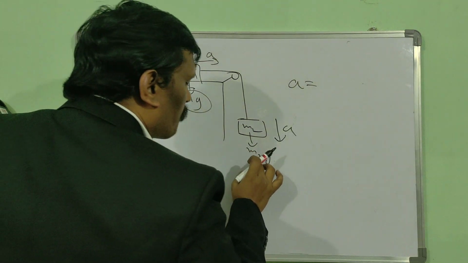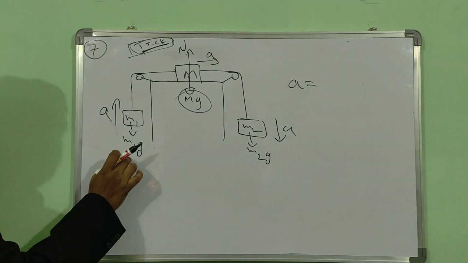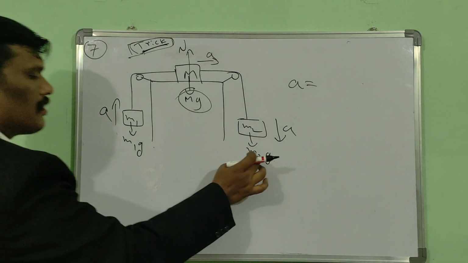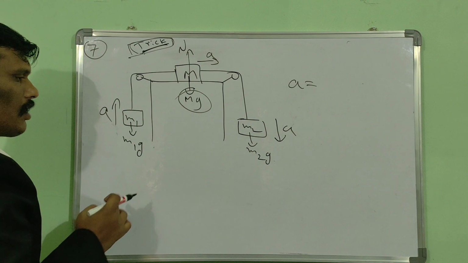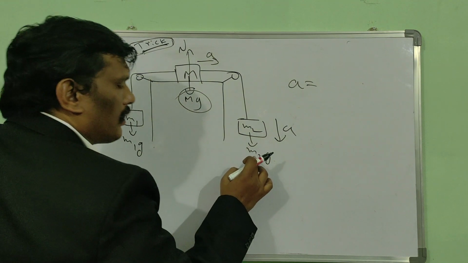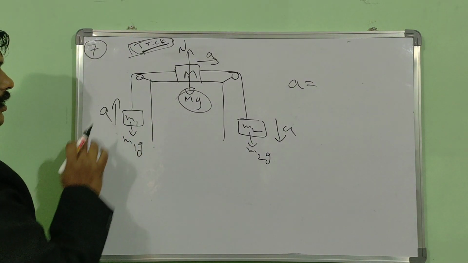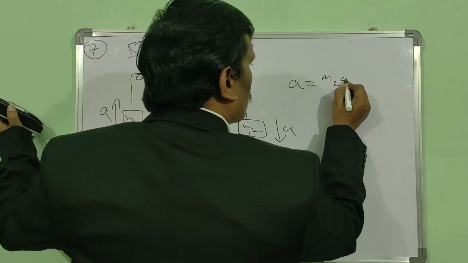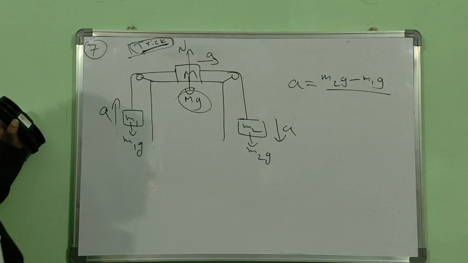So here, M2G is in the direction of acceleration. M1G, the weight acting on the system, is opposite to the acceleration of the system. Then what is the net weight? The weight in the direction of acceleration minus the weight in the opposite direction of acceleration. That is the net weight: M2G minus M1G, upon the total mass I need to write.